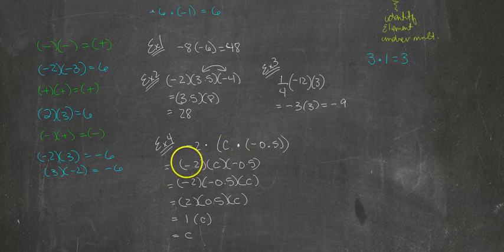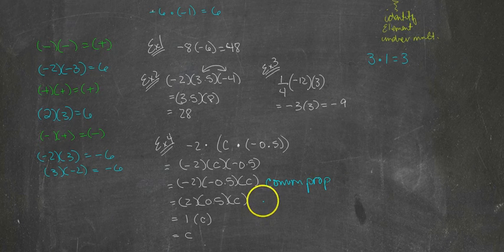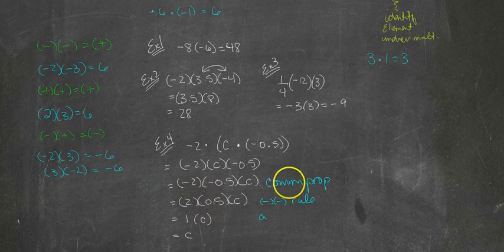For example, the first step, I used the commutative property. The second step, I used the negative rule. In the third step, I used the associative property because I decided to multiply these two first. And then the last step was just the solution.